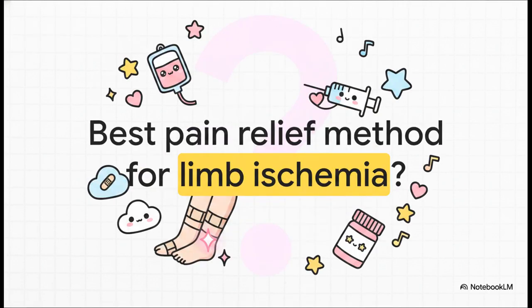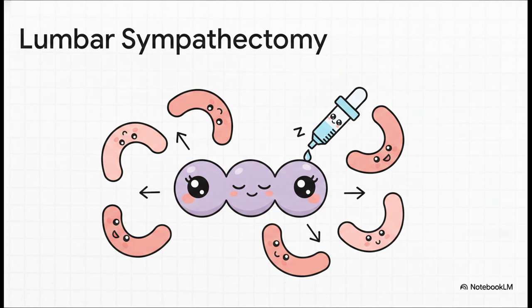Question 46. Which of the following is the best method for pain relief in a patient with critical limb ischemia, having a skin ulcer and rest pain? Are we doing oral tapentadol, oral paracetamol, oral pregabalin, a regional block, or a lumbar sympathectomy? Correct answer is E, lumbar sympathectomy.